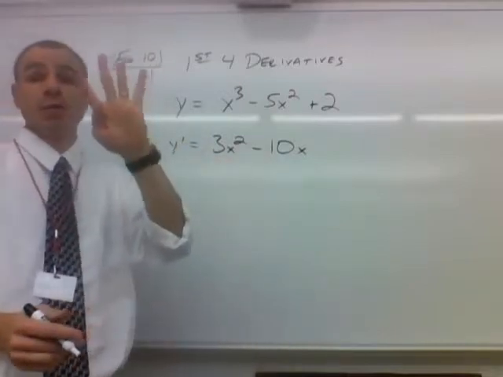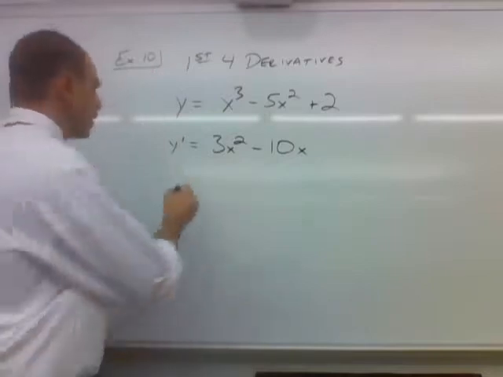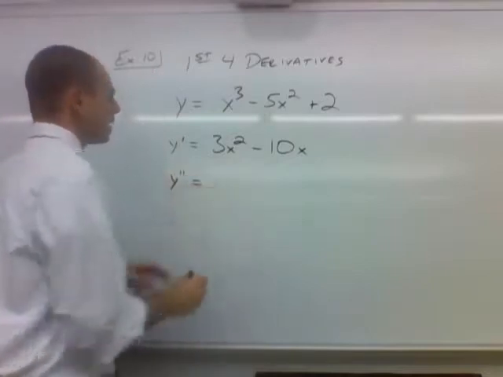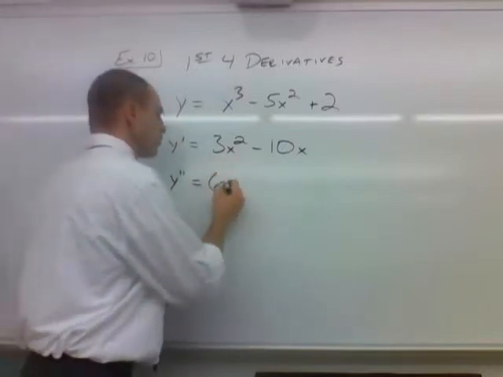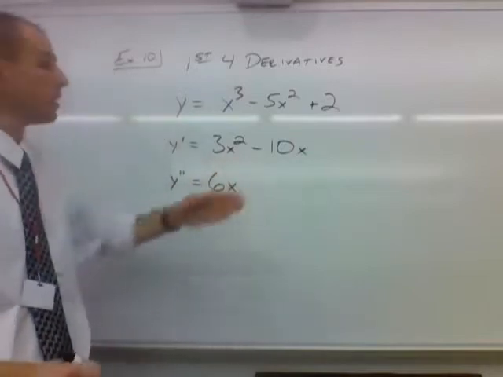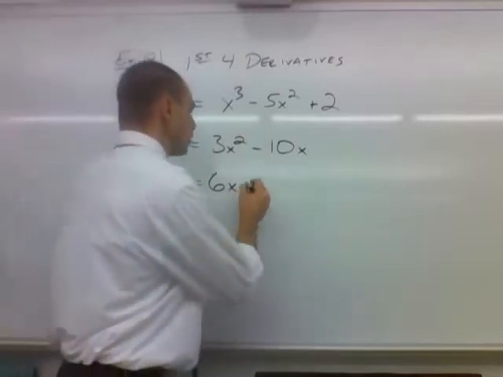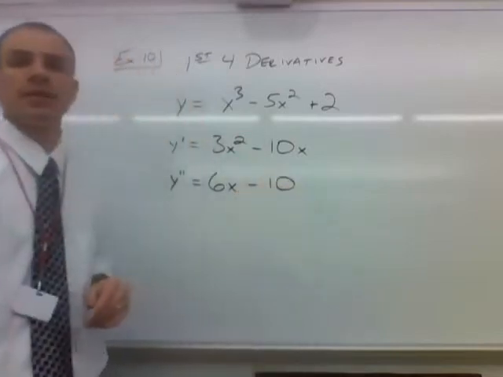Now we want to get the first four derivatives. So now we get to the second derivative. That'll be y double prime. And we derive 3x squared. 3x squared will become 6x. And 10x will derive to 10, okay?